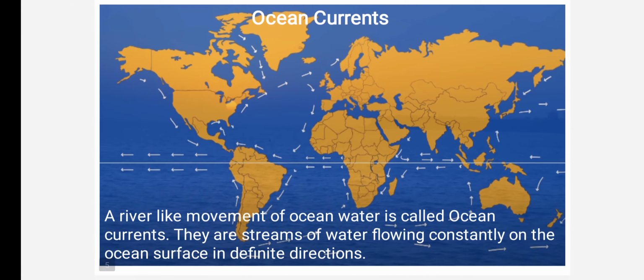Now, what are ocean currents? Children, ocean currents are nothing but a river-like movement of ocean water from one place to another. These ocean currents are streams of water flowing constantly on the ocean surface. They move in only one direction every year. They don't change their directions, so they are called ocean currents.